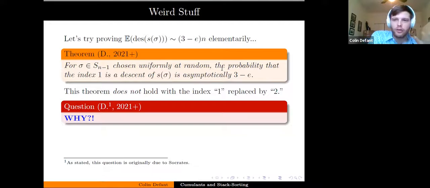I do one computation using free probability and I get 3 minus e. I do a completely different combinatorial argument and I get 3 minus e in the other case. So why am I getting the same exact number? I have no idea. So this is my open question.